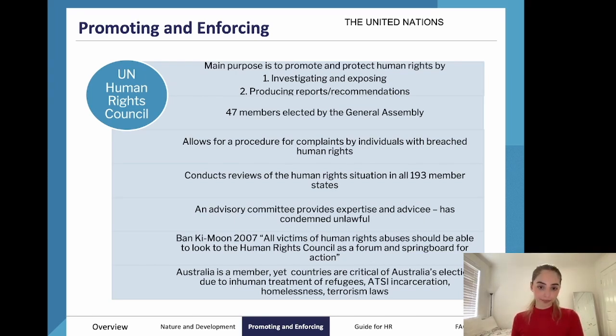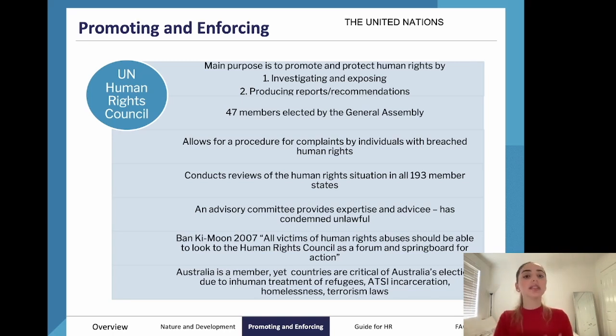Okay, so it produces reports on the amount of times that they use the death penalty in that state. So China in 2020, I believe, used the death penalty over 1,000 times. Okay, and that was reported in the UN Human Rights Council report for that year.